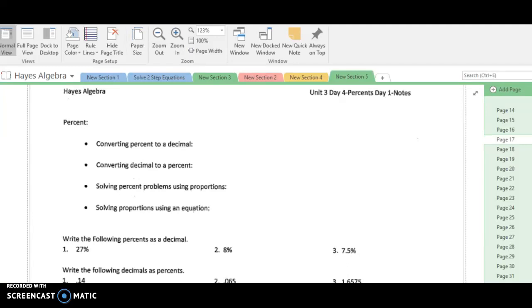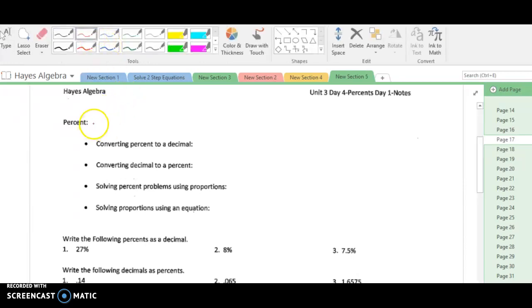All right. So today is the beginning of percents, and this is a concept you should be familiar with, but it's something that in life you want to be able to perfect. Quick couple of things, definitions here. Right away, what is a percent? It's something out of 100.